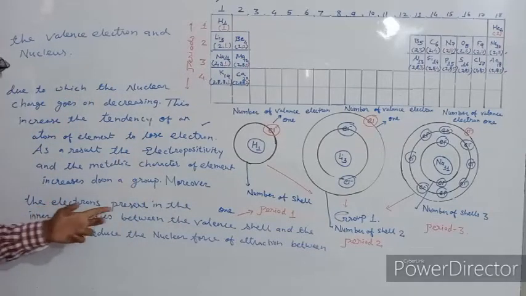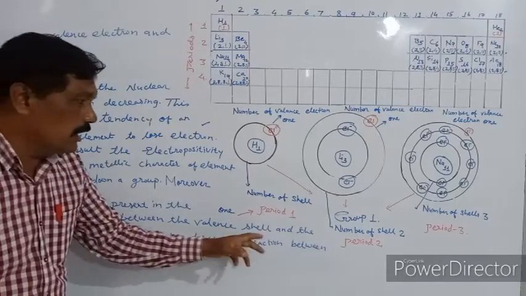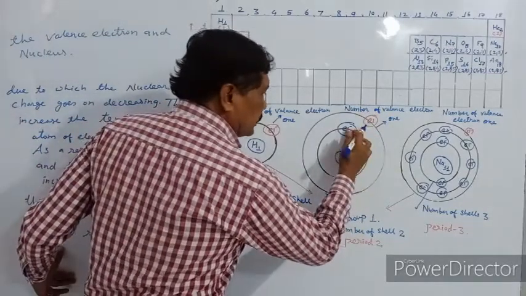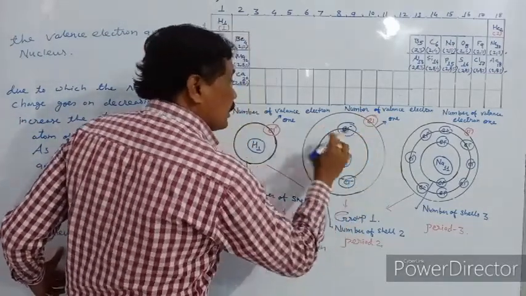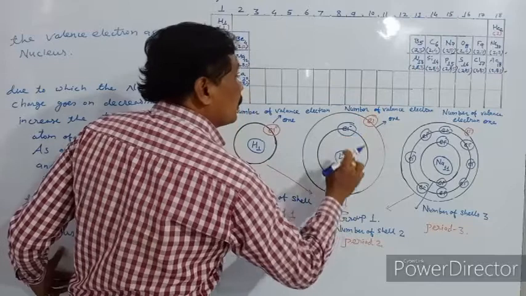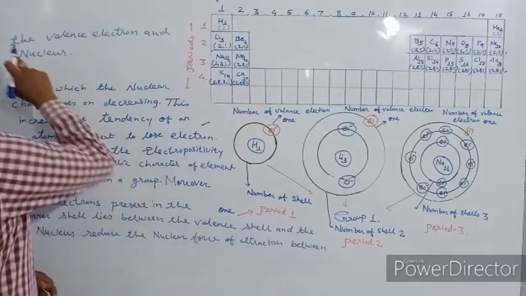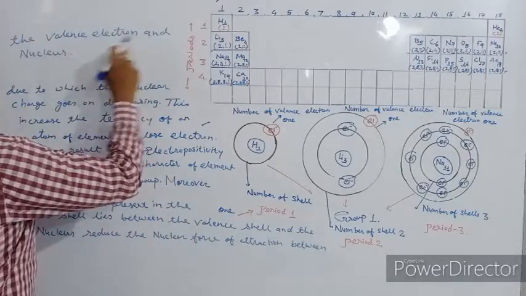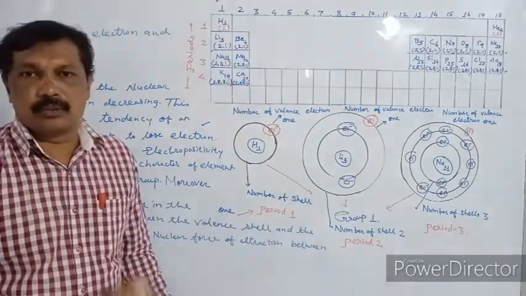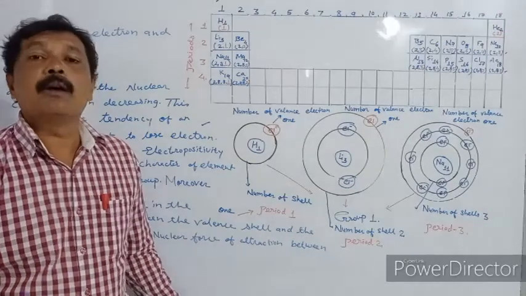Moreover, the electrons present in the inner shell lie between the valence shell and the nucleus. These electrons which lie in the inner shell between the valence electron and nucleus reduce the nuclear force of attraction between the valence electron and the nucleus. That's all, students. We'll stop here, and in the next class we will study about periods.